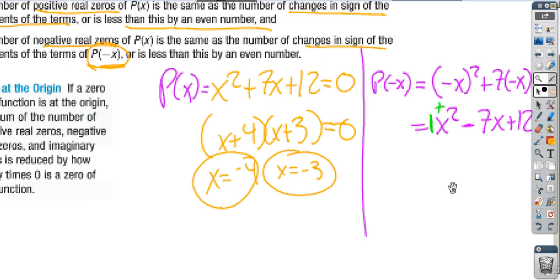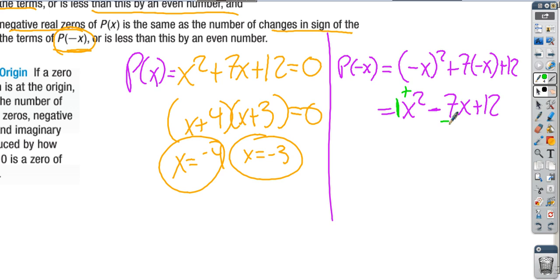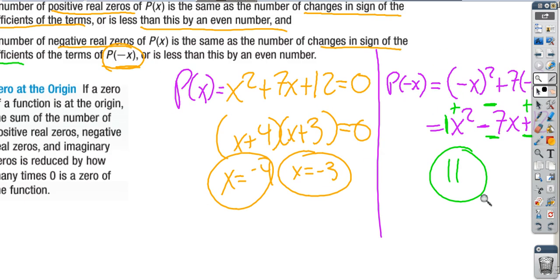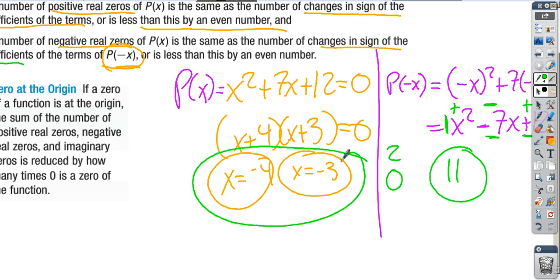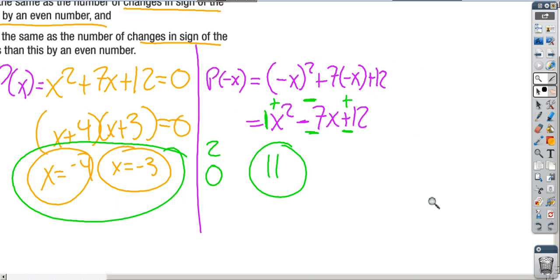That's what that means, by the way. It says the number of changes in the sign of the coefficients. Coefficients means the numbers in front of the x's. So that's a positive 1. This is a negative 7, so there's one sign change. And that's a positive, so that's another sign change. So we have 2 sign changes. That means, according to this rule, we could have 2 negative zeros, or we could have less than that by an even number. So we could also have 0 negative zeros. And in fact, we do have 2 negative zeros. That matches up.